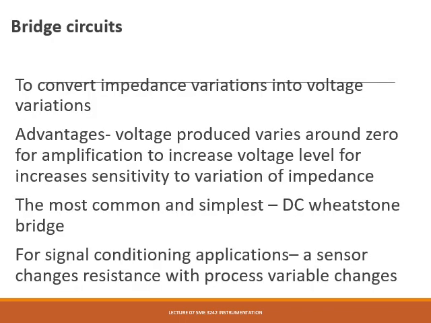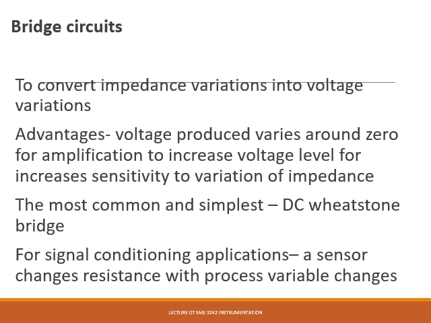Bridge circuit is considered as one of the signal conditioning circuits. It functions as a converter that is able to convert any impedance variation into voltage variation. The advantage is that we will be able to design an output voltage that varies around zero. This circuit is also very sensitive to any changes of impedance.